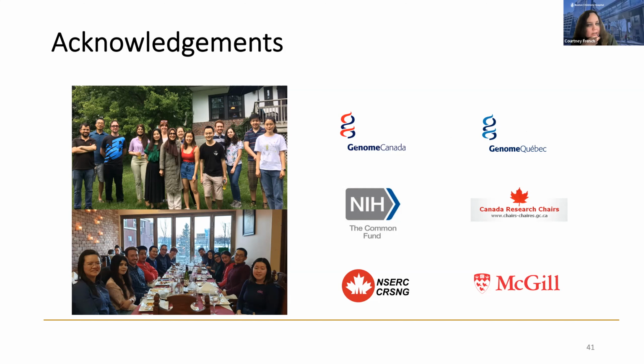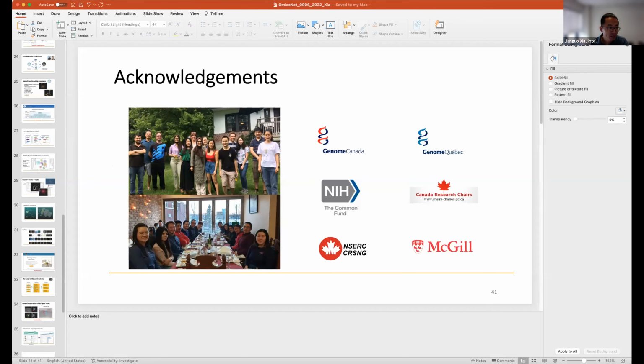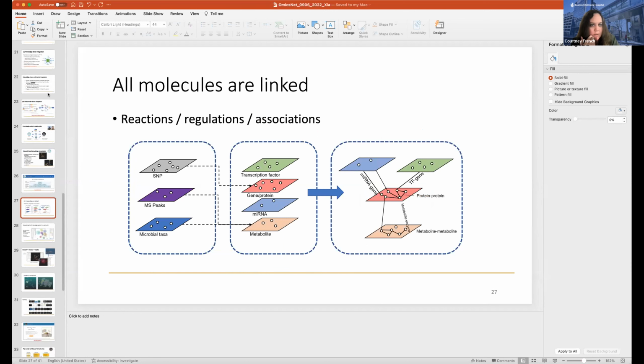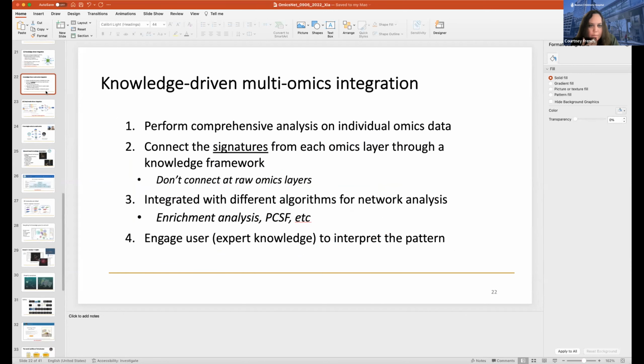He had another question a little bit above that. Page 22: what does connect through knowledge framework rather than connect at raw omics layers mean? I think probably looking at the manual for OmicsNet. Let me see, page 22. This one? Connect through knowledge network. Yeah, it looks like it maps from each omics layer to a knowledge network instead of raw data.